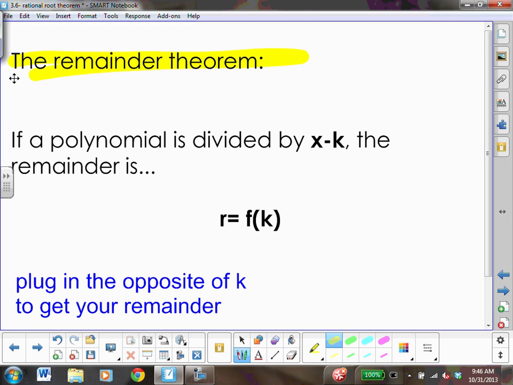The first theorem you need to be aware of is the remainder theorem. It states that if a polynomial is divided by x minus k, so notice it's a linear function, the remainder will always be the function value of k. It's basically saying that if you plug in whatever this k is, it will tell you what the remainder is.